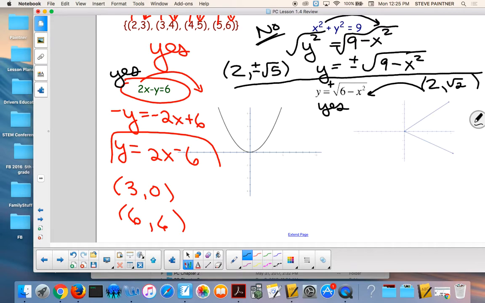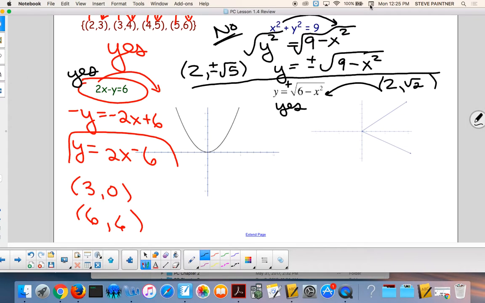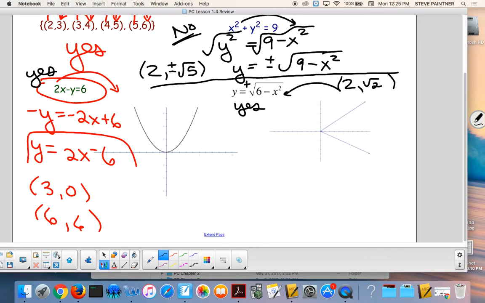Would there be any restrictions on that? Yeah, if I asked you for the domain, there would be a restriction, but let's not get there yet. That's 2 slides from now. But you're right. All right, next.